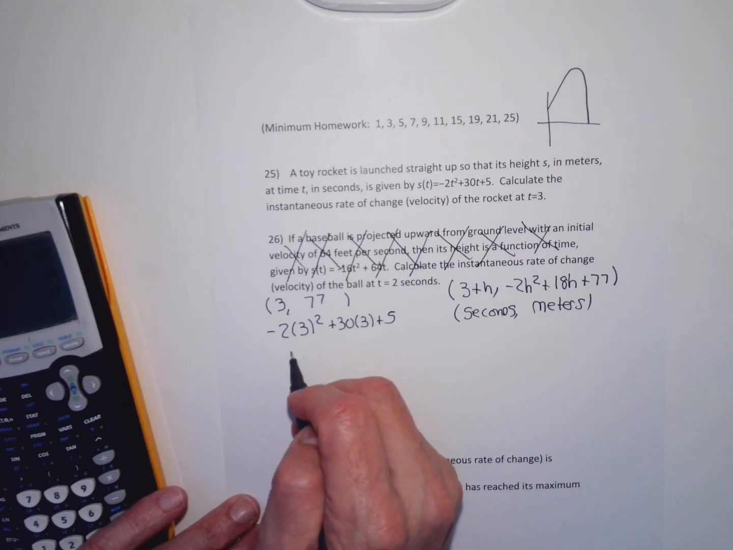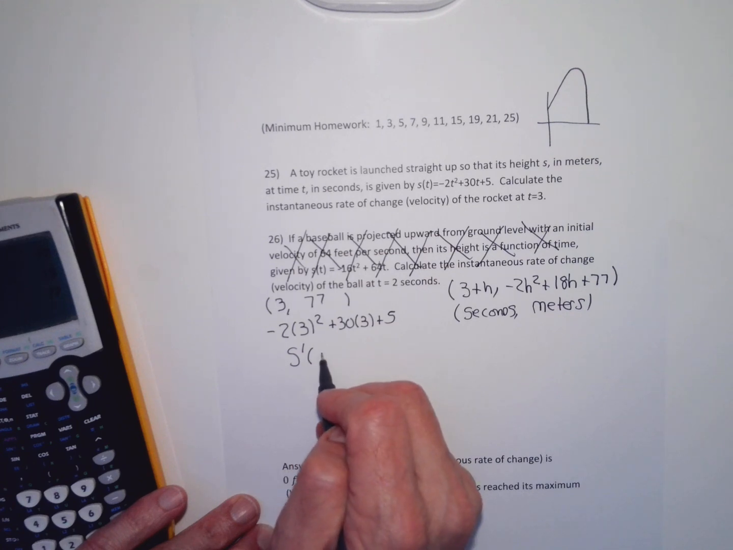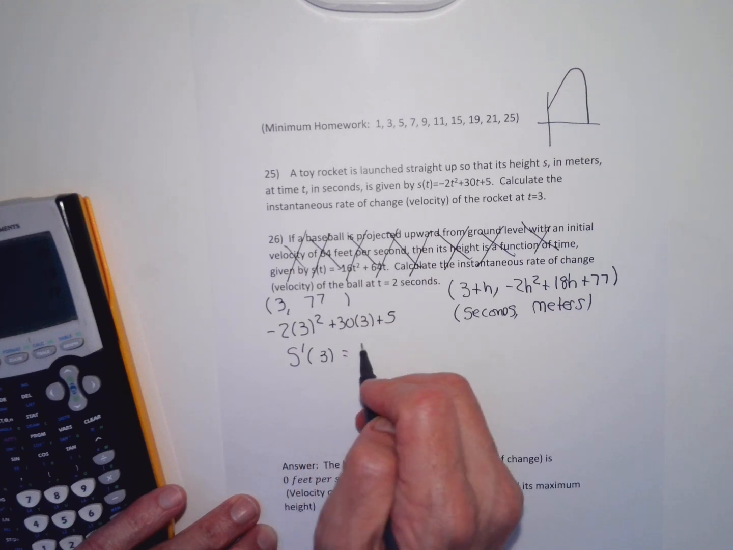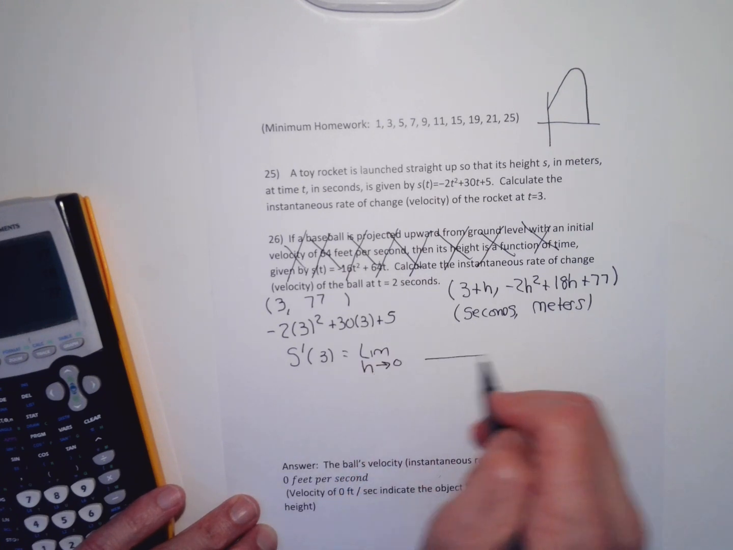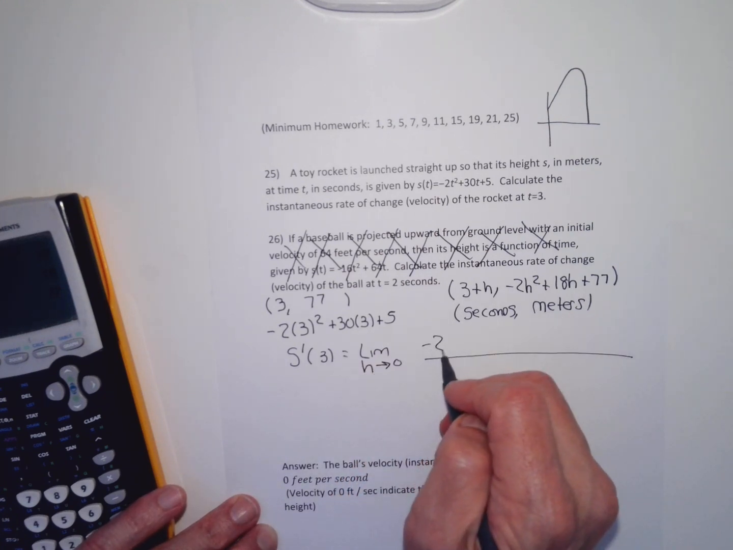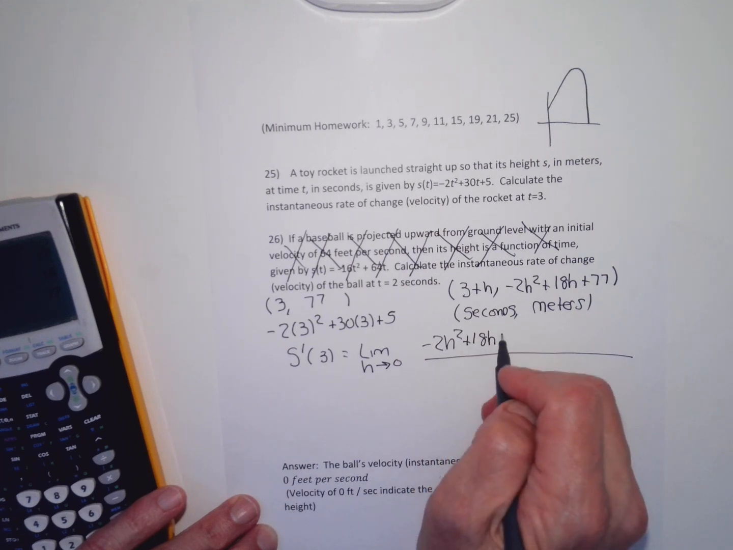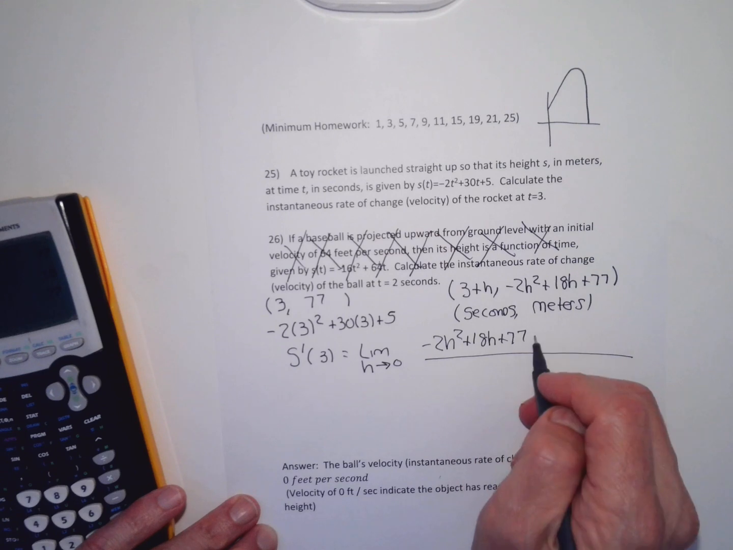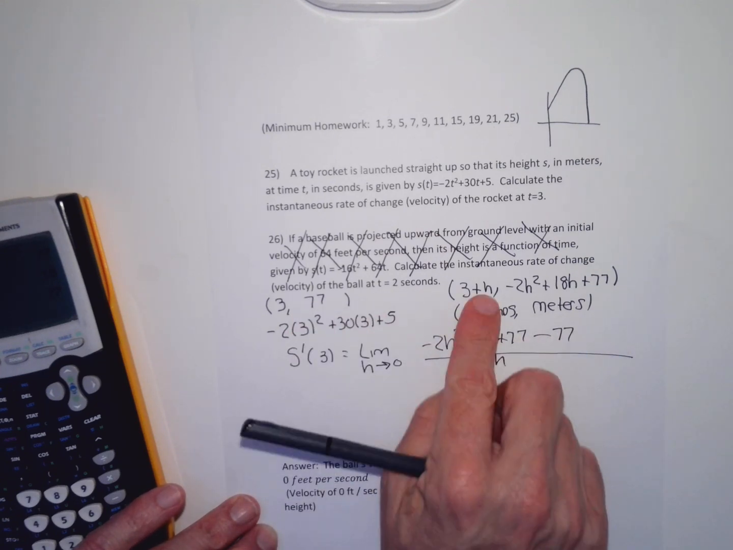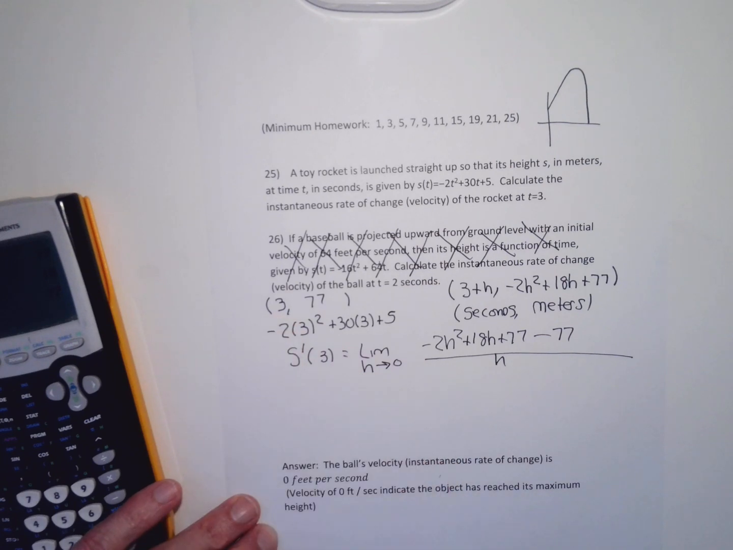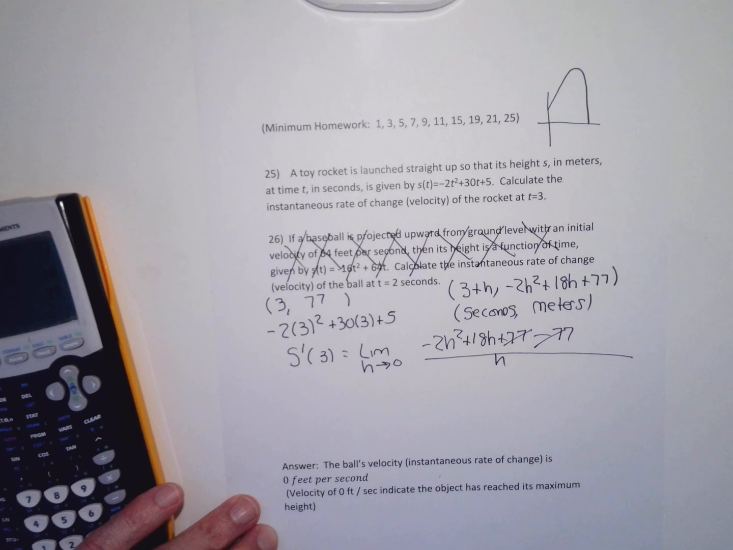So the instantaneous rate of change, the derivative when x is equal to 3, is the limit as h approaches 0 of negative 2h squared plus 18h plus 77 minus 77, all over h. I could do 3 plus h minus 3 and cancel the 3's, but it's not necessary. The 77's cancel in the numerator.